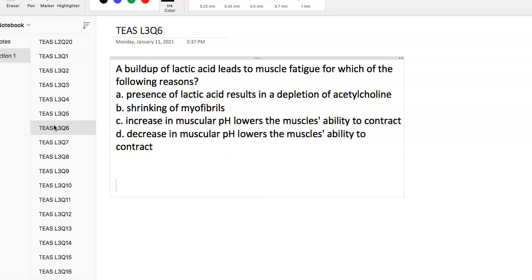Muscle fatigue can result from a depletion of ACH, but the buildup of lactic acid is a separate thing. Myofibrils shrinking is associated with atrophy rather than muscle fatigue.